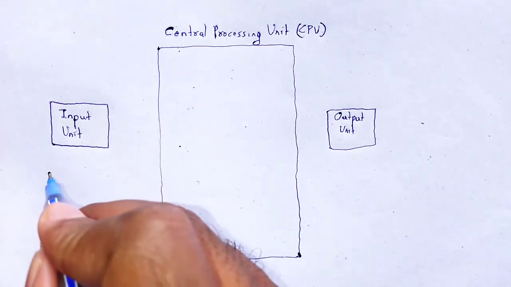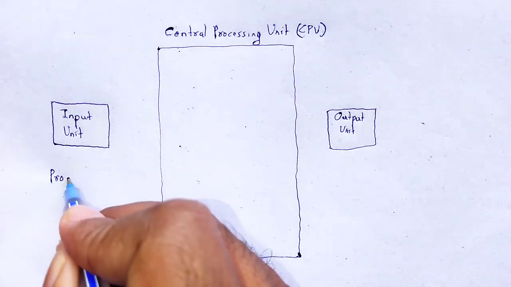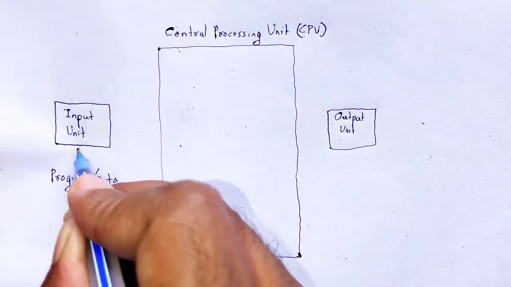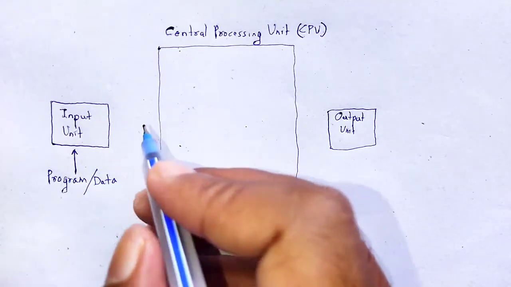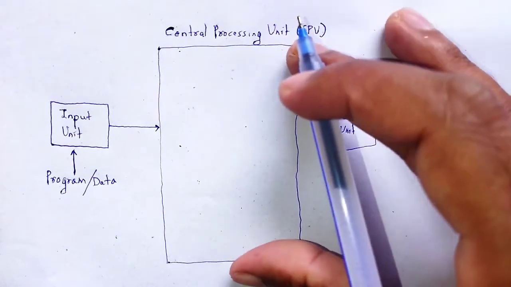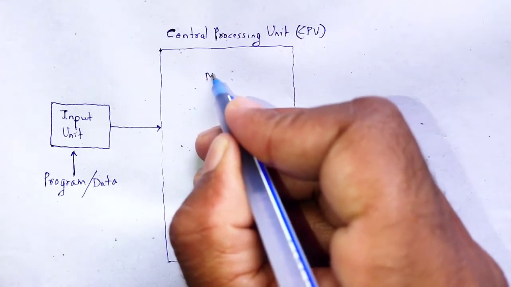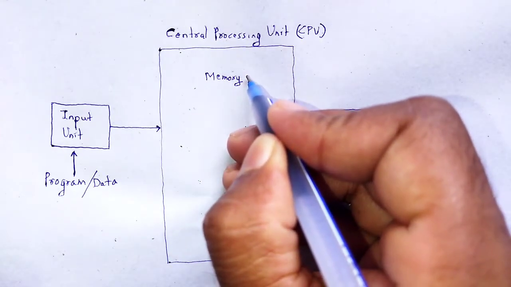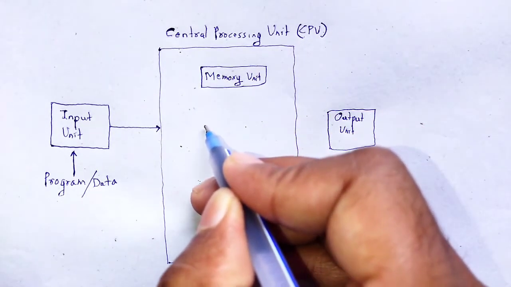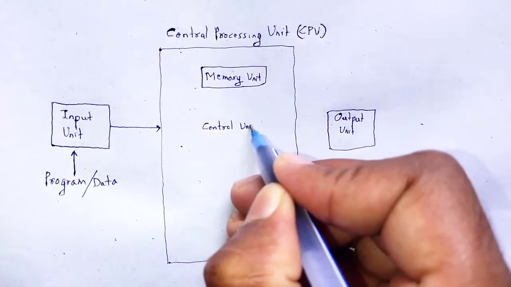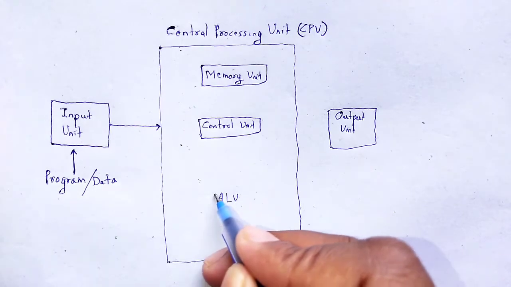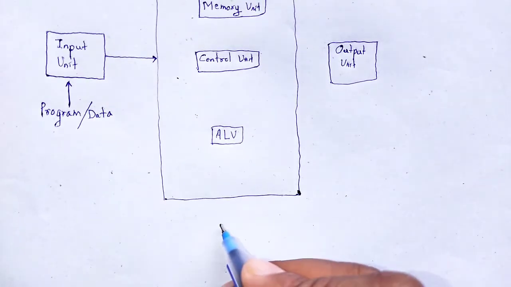We provide the program or data to the input unit, then that goes towards the processing unit. Inside that processing unit, there will be a memory unit where data is stored, control unit, ALU, arithmetic logic unit, and secondary memory.